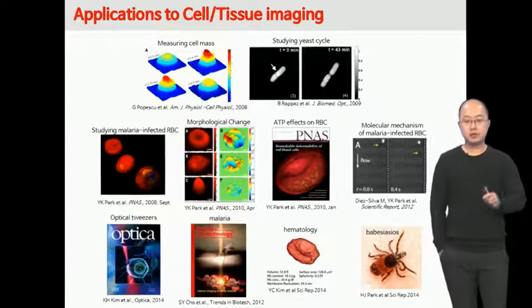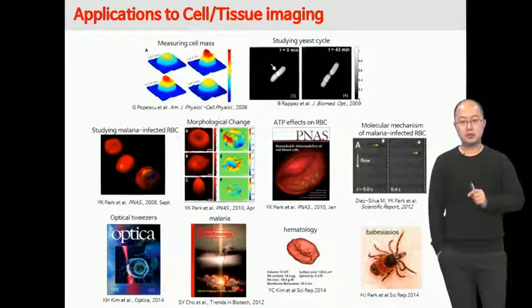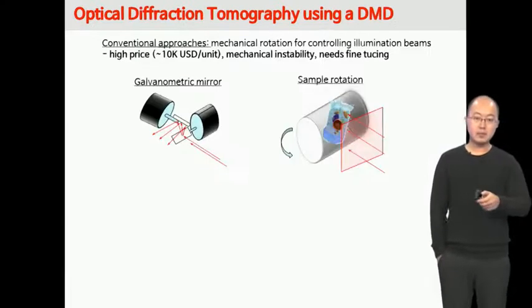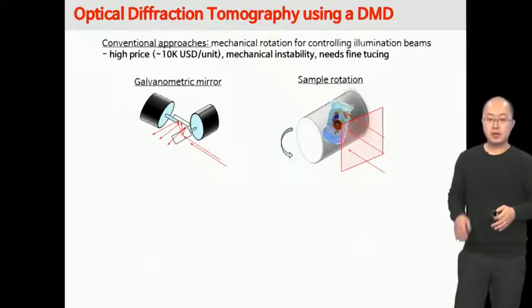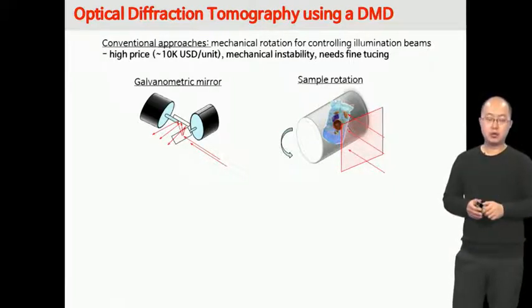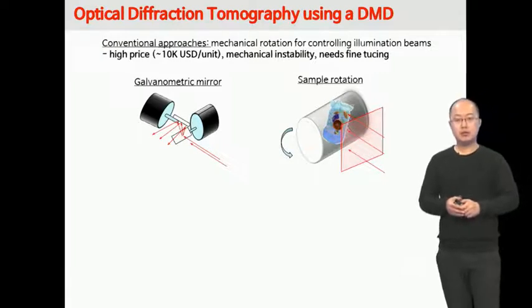There are other advantages, but I would like to stress those two advantages: the non-invasive capability as well as the quantitative imaging capability. So in order to develop the diffraction optical tomography system, you need to control the illumination angle, or you need to rotate the sample if you do not want to change the illumination angle.